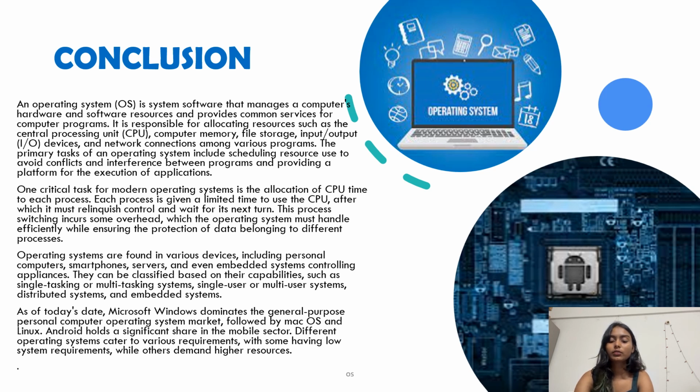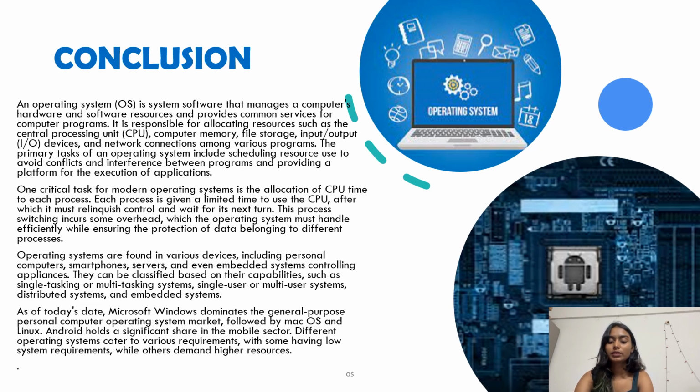One critical task for a modern operating system is the allocation of CPU time to each process. Each process is given limited time to use the CPU, after which it must relinquish control and wait for its next turn. This process switching incurs some overhead which the operating system must handle efficiently while ensuring the protection of data belonging to different processes.